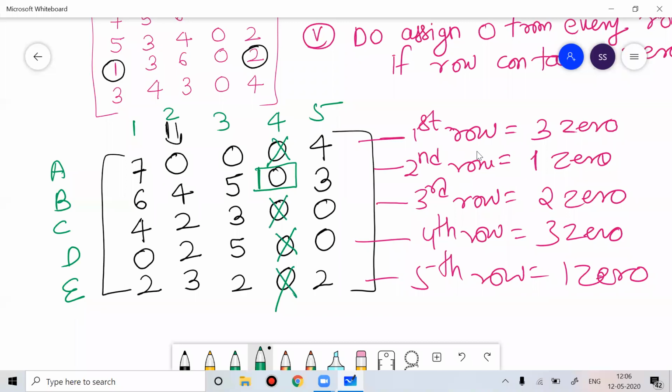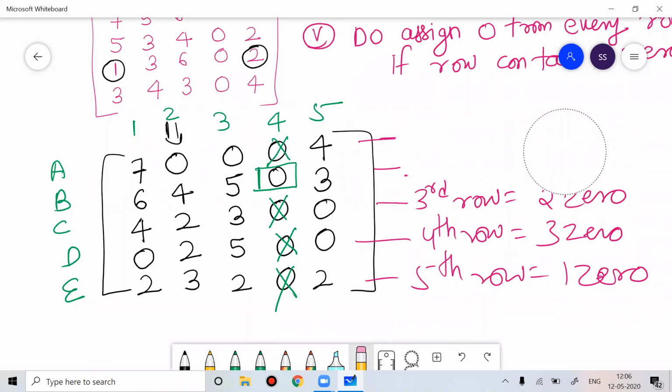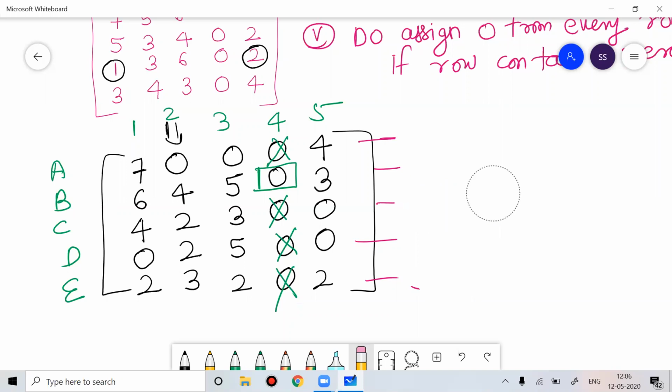So you do it row wise, and then see the column and the row of that assignment. If any zeros are there, just cancel that zero, because one person can do only one job, and one job can be given to only one person. Now cancel like this. So you have done the work row wise. Similarly, you have to do the work column wise.